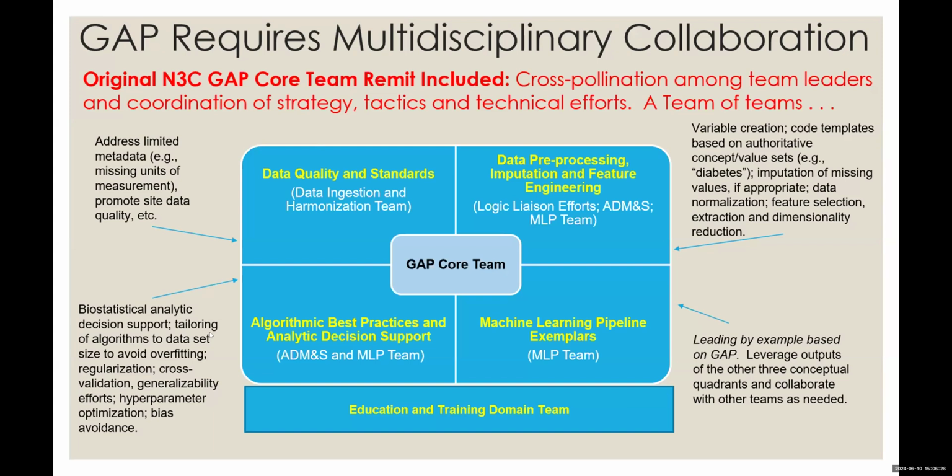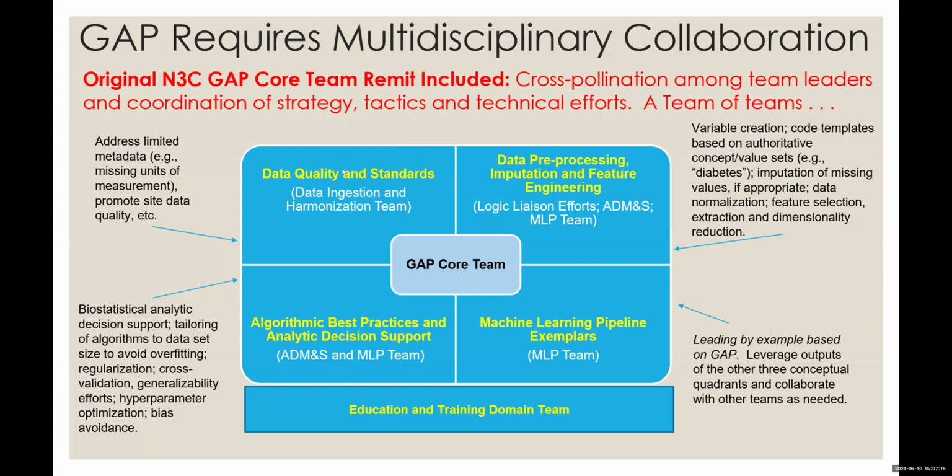And we interpreted GAP in a broad context on the N3C GAP core team, which I had the pleasure of chairing for several years before recently handing the mantle of responsibility to another colleague. And our original core team remit included cross-pollination among team leaders, coordination of strategy and technical efforts. It basically consisted of a team of teams. We had leaders from a variety of teams, which in one form or another were directly or indirectly involved in good algorithmic practice.